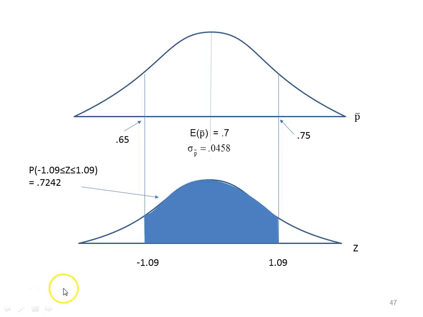And here we can look at this graphically. Here's our distribution of p bar with its mean of 0.7, standard deviation of 0.0458. We convert those values 0.65 and 0.75 to their corresponding z-values and go look up the probability.